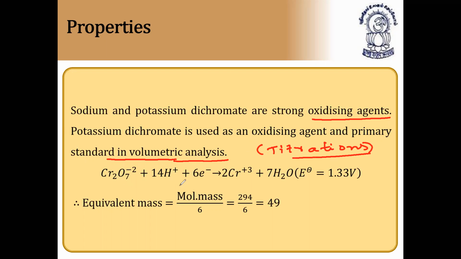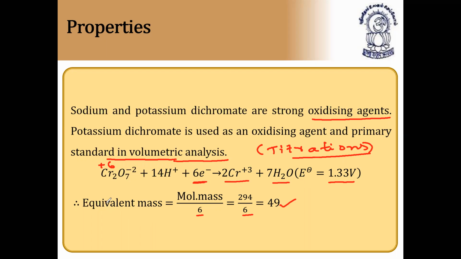So potassium dichromate in acidic medium, as I told you, gains 6 electrons and forms 2 Cr plus 3. That is, chromium changes from +6 state to +3 state. Since 2 chromiums are there, it is gaining 6 electrons. It forms along with water, and the electrode potential is 1.33 volts. Equivalent mass is equal to molecular mass by 6, that is 294 by 6, which is equal to 49.